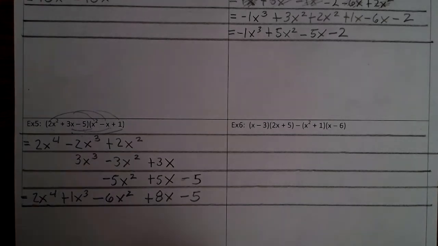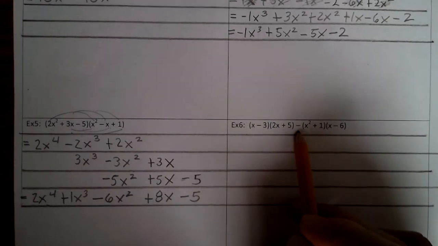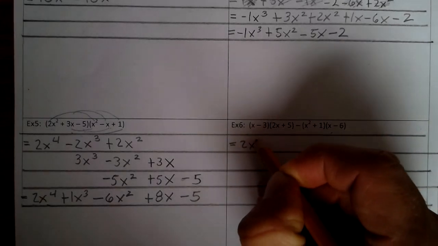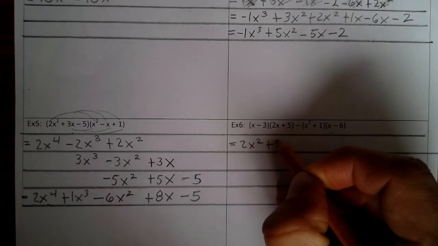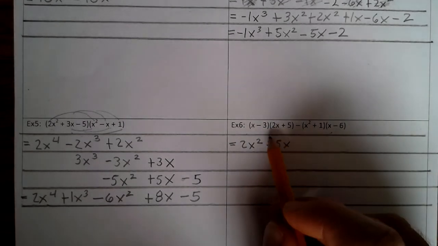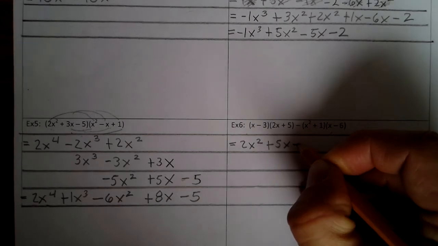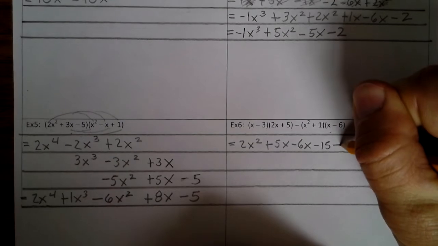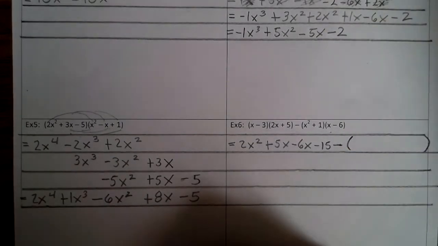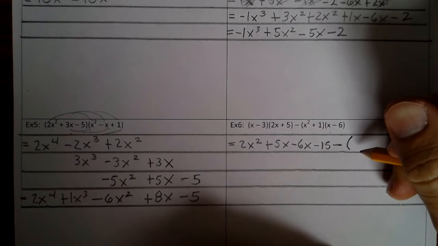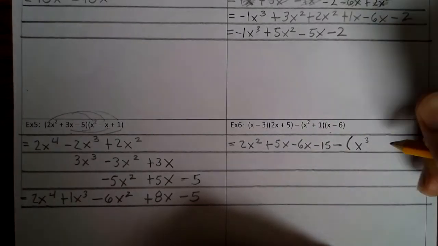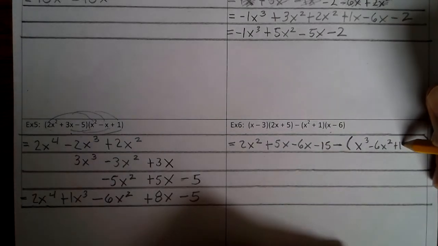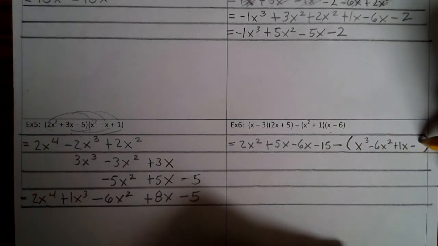All right, so now we're going to FOIL this and then subtract that FOIL. So then x times 2x is 2x squared. X times 5 is plus 5x. And then negative 3 times 2 is negative 6x. And then negative 3 times 5 is negative 15. Minus, we're going to FOIL this. So x squared times x is x cubed. X squared times negative 6 is negative 6x squared. 1 times x is plus 1x. And then 1 times negative 6 is negative 6.